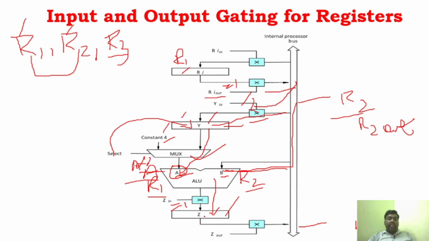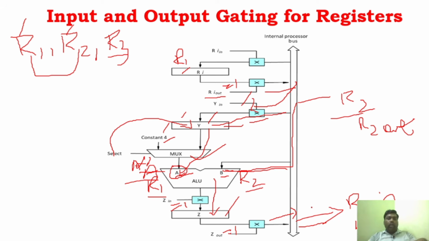And from Z, what will happen? Z out is enabled. If Z out is equal to 1, that content will be moved to the internal bus. And once again, if R3 in is enabled, the data in the internal bus will be moved to R3. Clear with this? Very simple. All you have to understand is the logic.